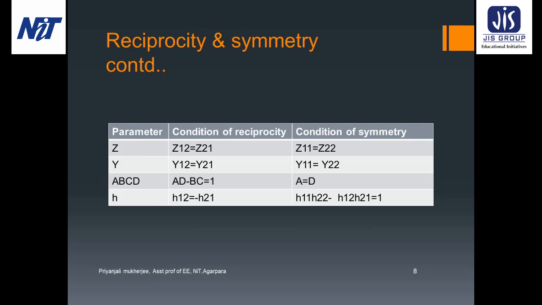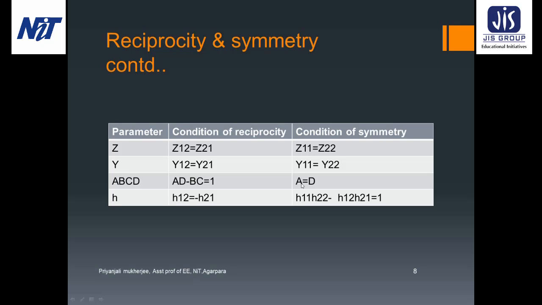So these are the different parameters, the conditions for reciprocity and the conditions for symmetry. For the Z parameter, we can say the condition of reciprocity is Z12 equal to Z21, which is similar in the Y parameter, that is Y12 equal to Y21. And for symmetry, Z11 equal to Z22 is also the same as in the Y parameter, that is Y11 equal to Y22.